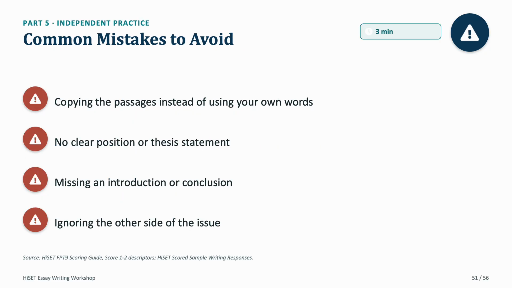Before we exchange papers, let's review 4 common mistakes. Number 1, copying the passages instead of using your own words. This is a big no-no. It's plagiarism. Number 2, not having a clear position or thesis. Number 3, forgetting the introduction or conclusion. Number 4, ignoring the other side. These mistakes can keep an essay from demonstrating what you know.